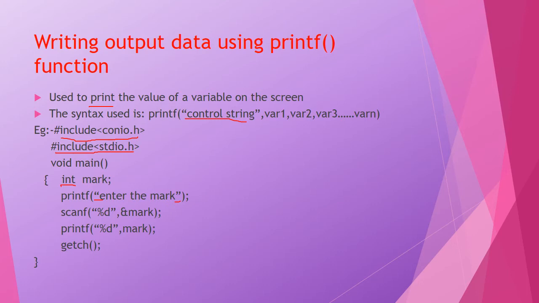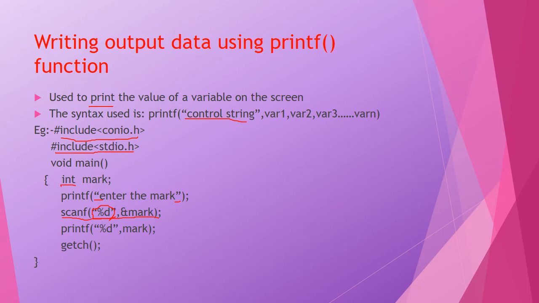Now I want to read the mark and also print it. First of all, for reading the input from the keyboard, we use the function scanf. In scanf, the first one is the control string. Since it is an integer, I am using %d. Next, the ampersand sign and then mark. Mark is the variable name.